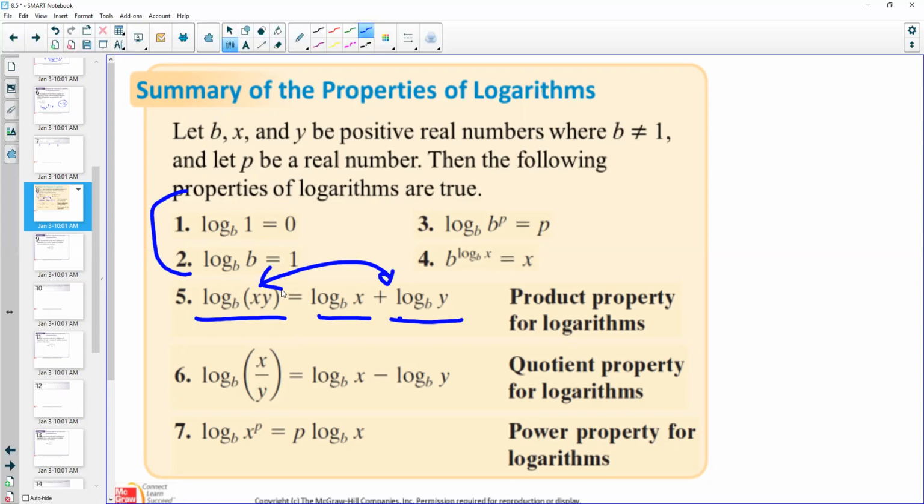A quotient, x divided by y, implies subtraction. So if I have log base b of x divided by y, it implies log base b of x minus log base b of y.